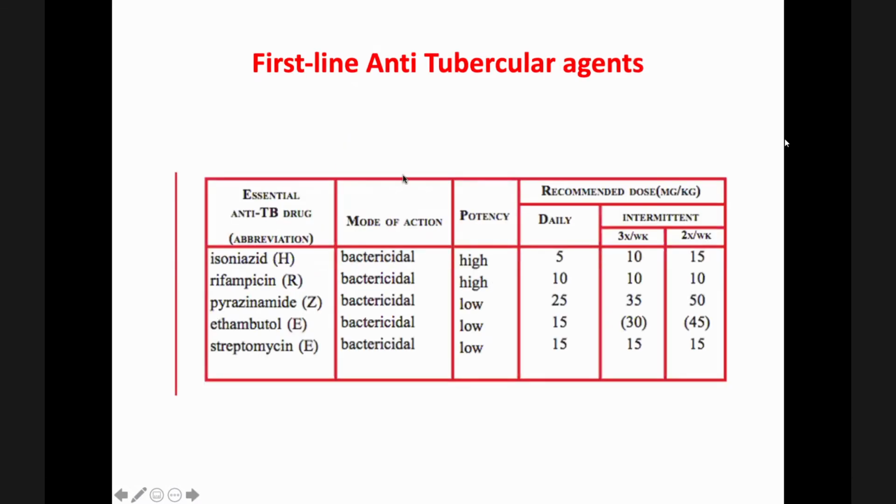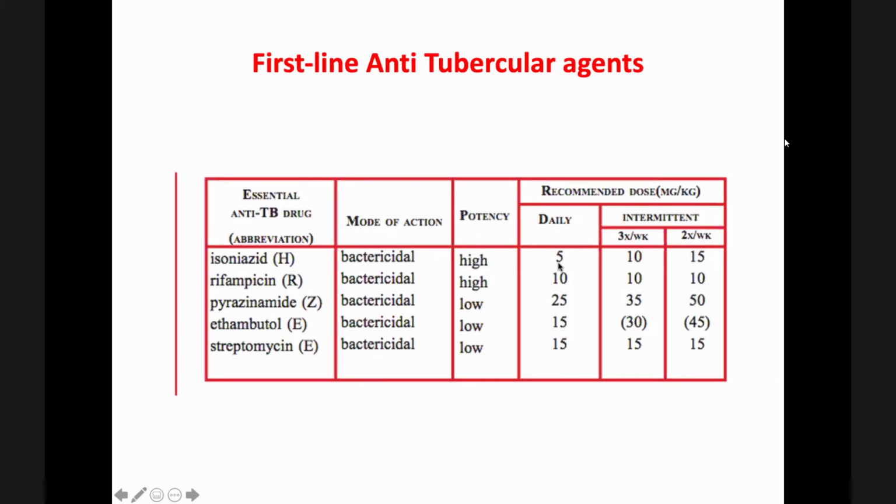So what are the first-line anti-TB drugs? You have known this from your pharmacology class. It's mainly isoniazid, rifampicin, pyrazinamide, ethambutol, and streptomycin. And you should know about the doses, because you are going to prescribe the medication according to the patient's weight. If you prescribe more dose, then the side effects will be more, and there will be a detrimental effect of these drugs. So these are toxic drugs, and you should know about the dose.